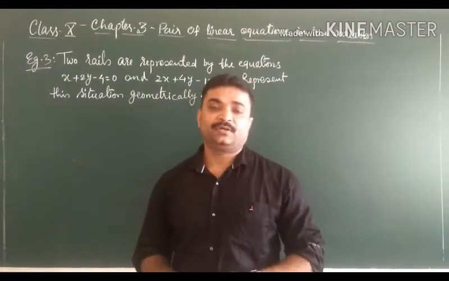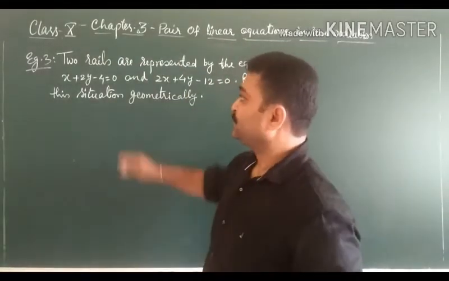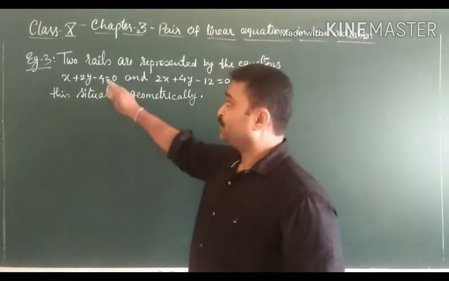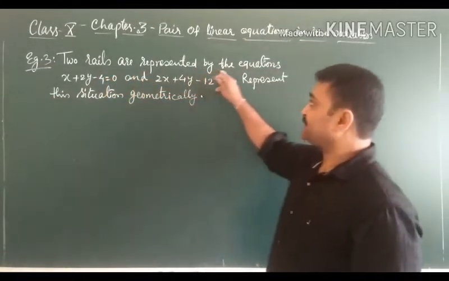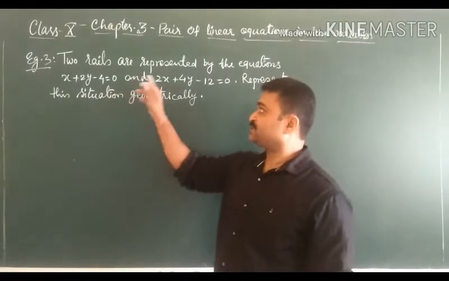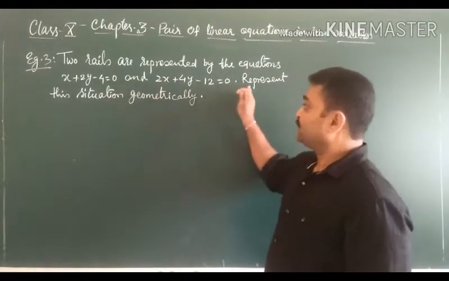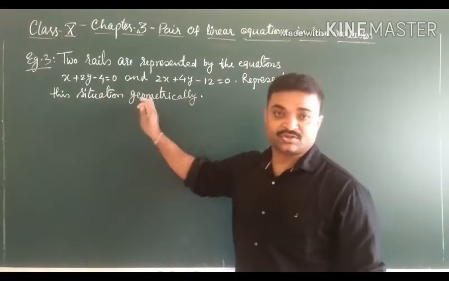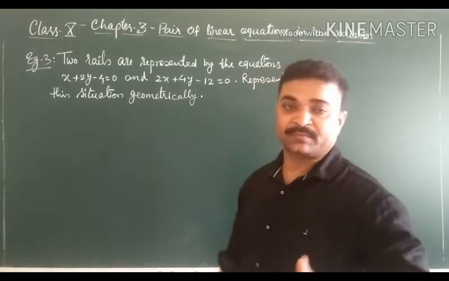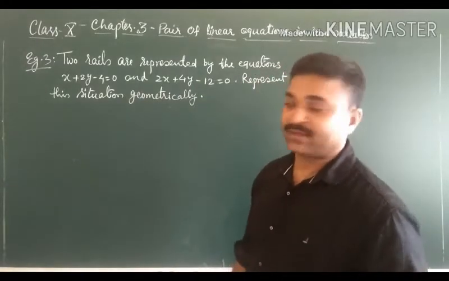Students, we are taking another example. It is example number 3. Two rails are represented by the equations this and this. Represent the situation geometrically. Geometrically means we have to show the equation in the graph paper or graphically.